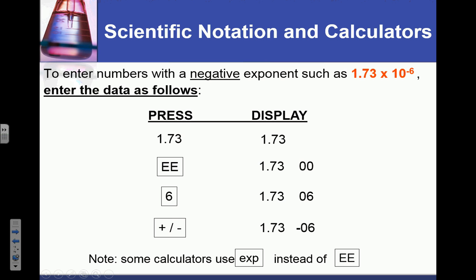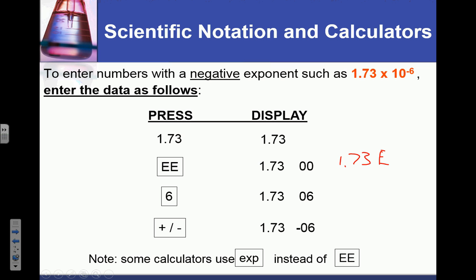Okay, now if you want to enter a negative exponent, you're basically going to do the same thing. You hit 1.73, so you enter your coefficient. Then you're going to hit your times 10 key, which on your calculator is EE for most of you. And that's going to probably make an E appear instead of the 2 zeros. So you'll probably get this appearing on your calculator display. Now, next you need to make it -6.